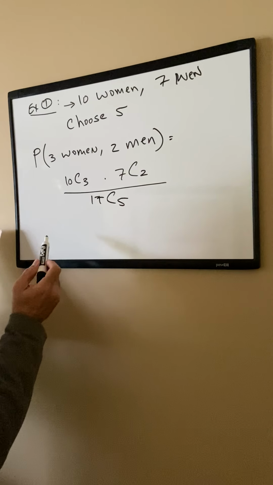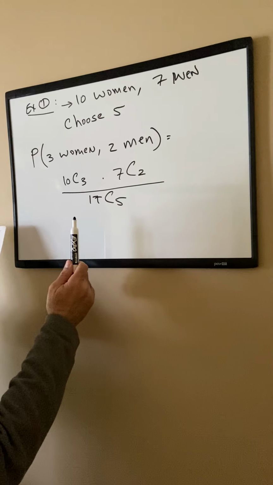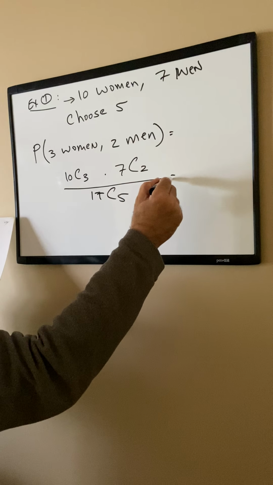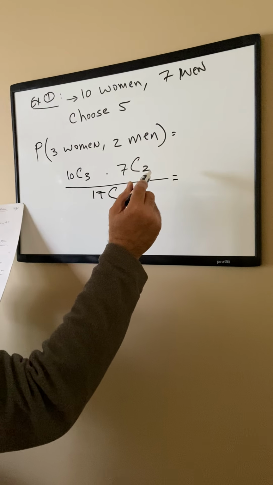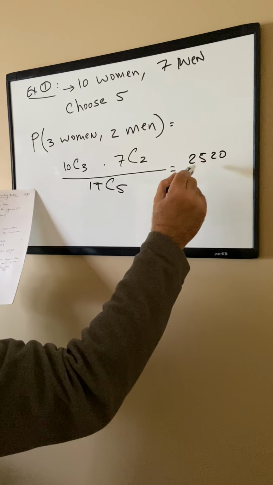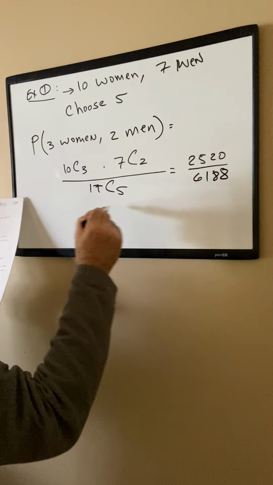So to calculate this probability, we're going to multiply 10 combination 3 by 7 combination 2, and we're going to divide by 17 combination 5. So that's going to give us the values of 2520 divided by 6188.